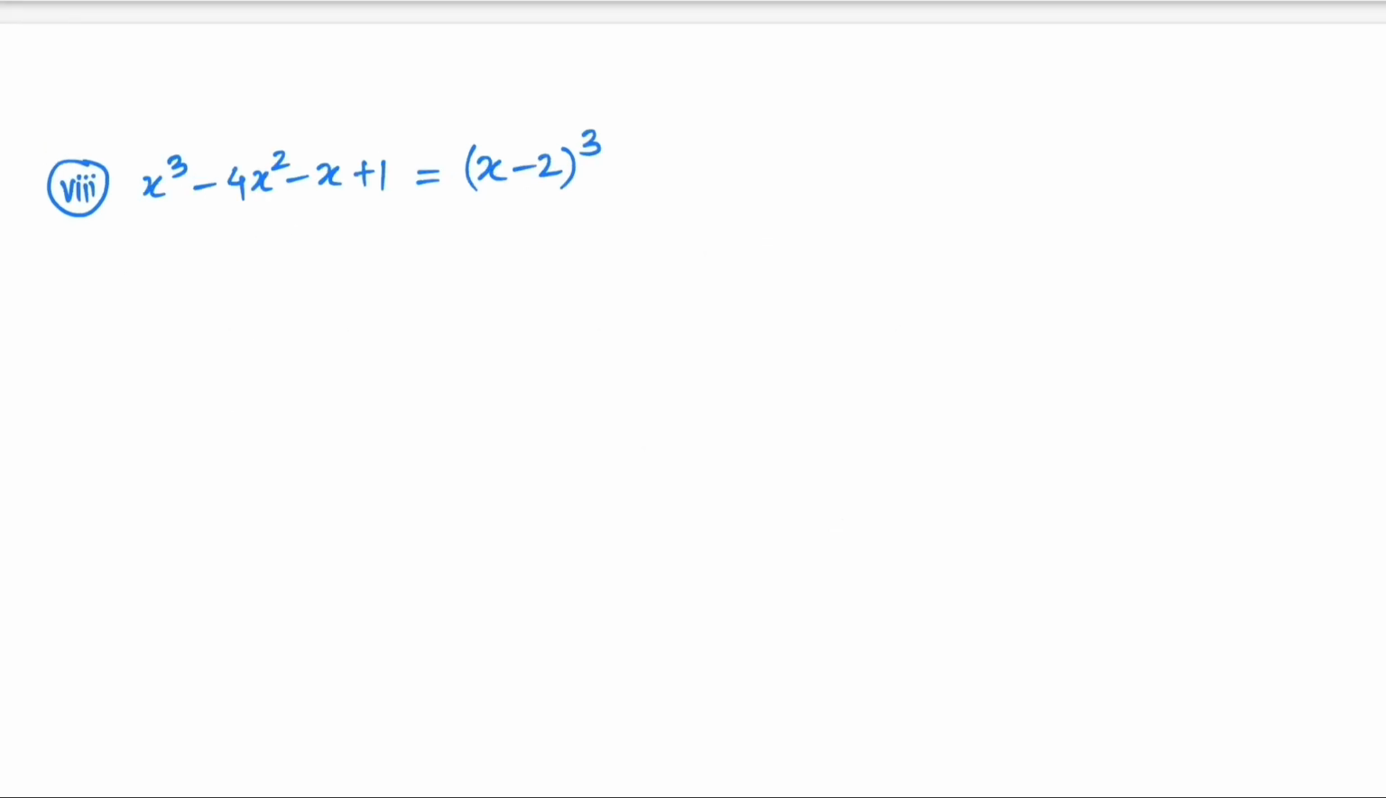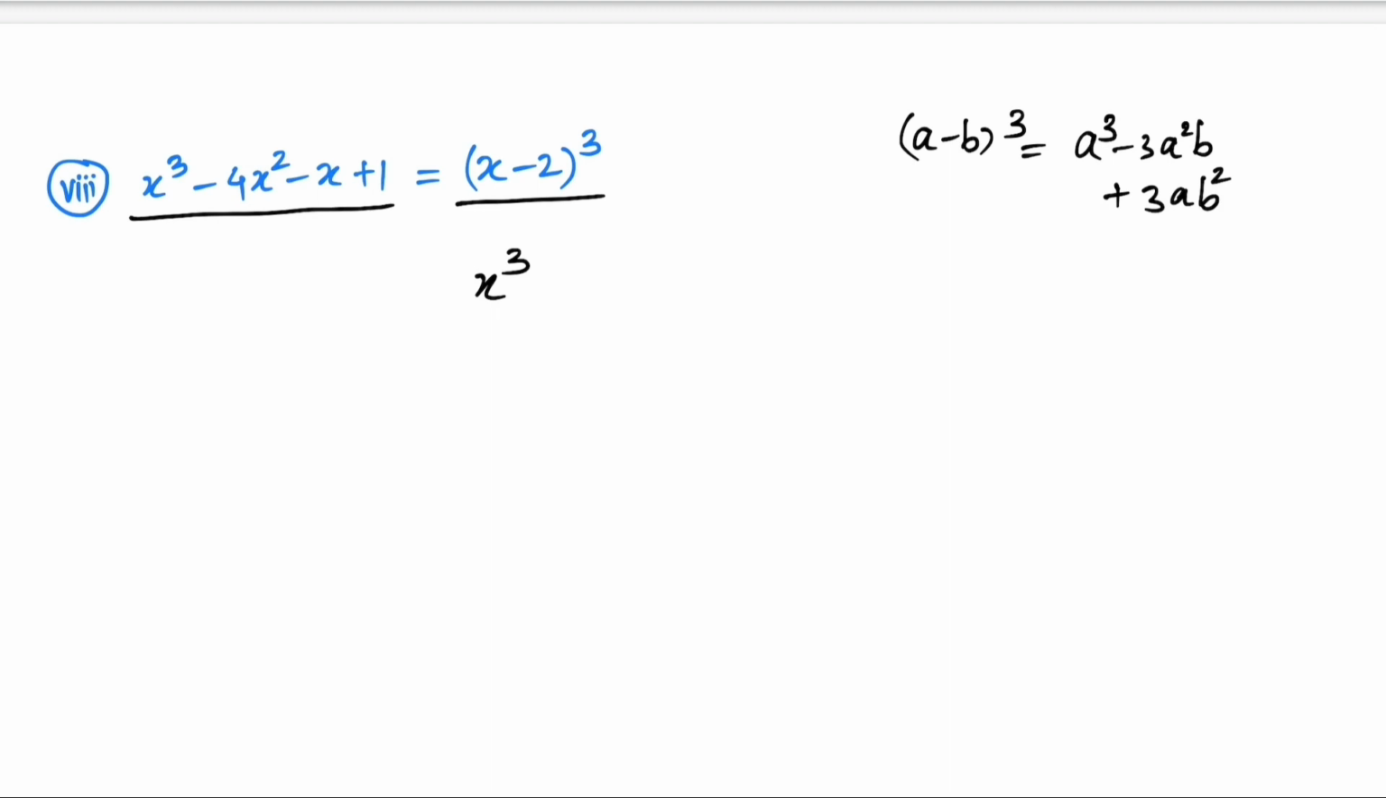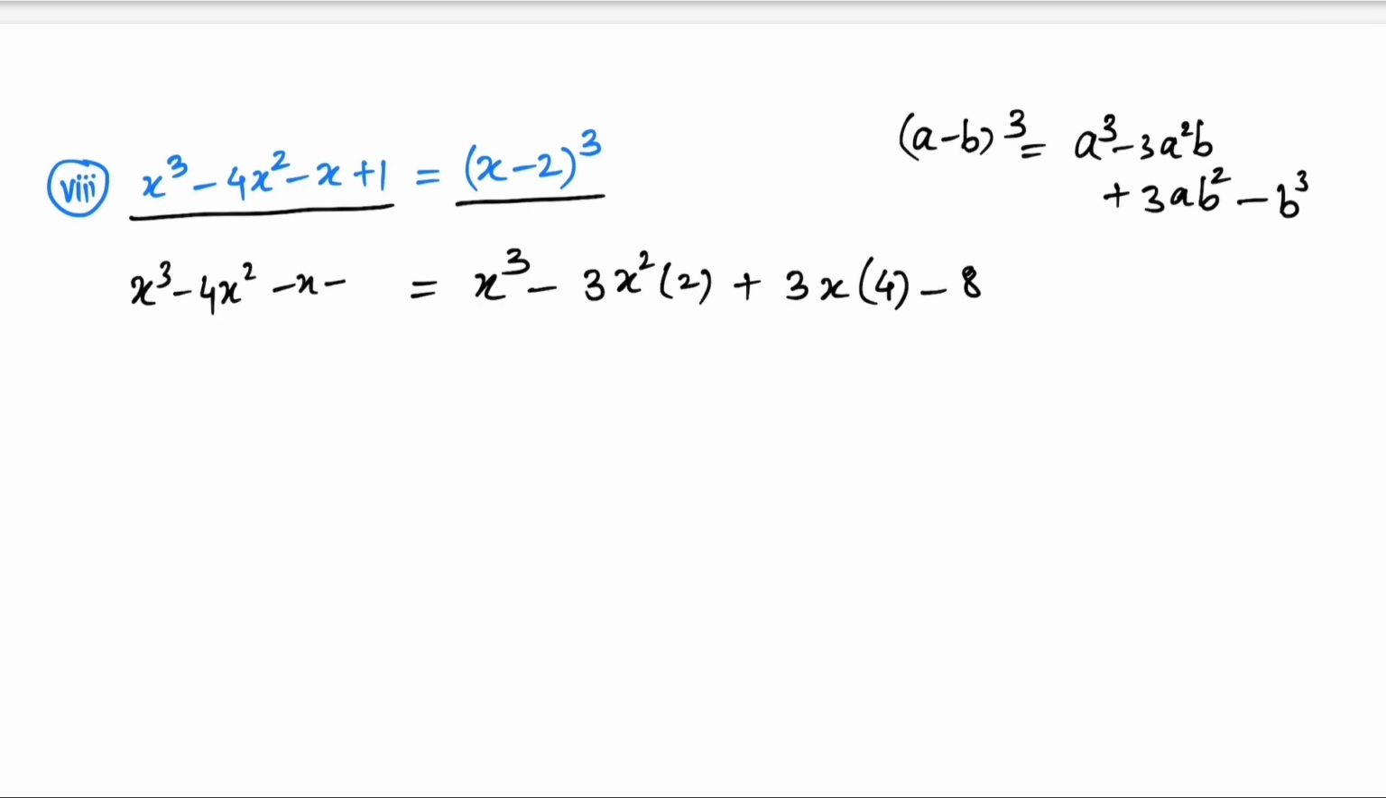Now the next question is x cube minus 4x square minus x plus 1 is equal to (x minus 2) the whole cube. Now let's simplify the RHS. So RHS is just x cube. I am using this formula (a minus b) whole cube is a cube minus 3a square b plus 3ab square minus b cube. So this is x cube minus 3x square times 2 plus 3x times 2 square minus 2 cube is 8, right. So this is just x cube minus 4x square minus x plus 1.